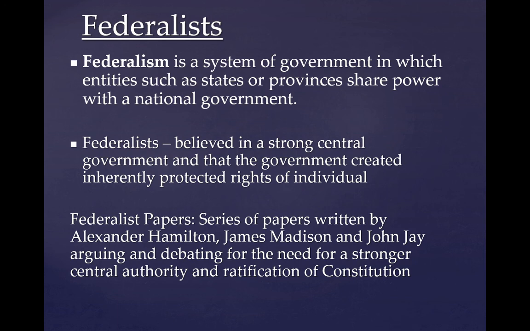You have a whole series of papers written, I believe it's 85 of them, predominantly written by Alexander Hamilton, but you also have a few from James Madison and John Jay, who are other prominent figures in American history we'll be getting to. They were arguing for the need for this stronger central authority and ultimately for the states to come together and ratify this Constitution. They wrote these papers, and that became known as the Federalist Papers.